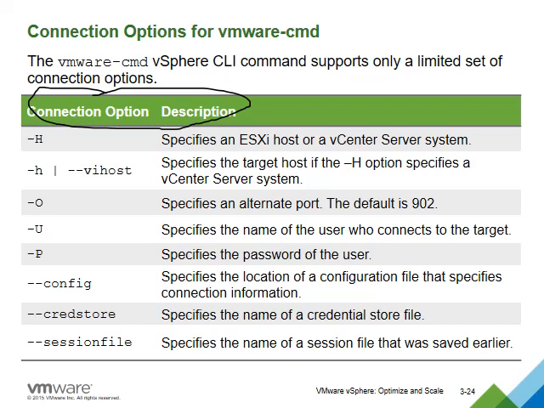One thing I do want to point out here, or a couple of different ones, is the -H, it specifies an ESXi host or your vCenter server, and the -O, it specifies an alternative port. Now, the default port, just so you know, is port 902.